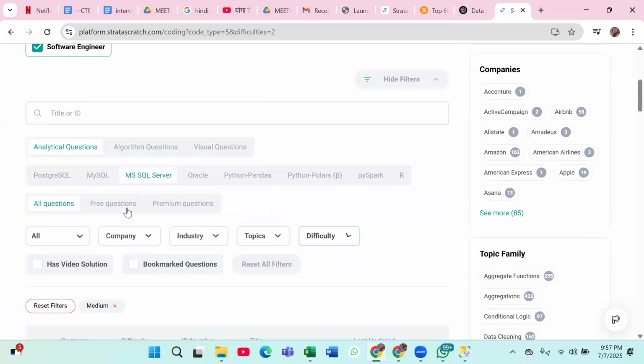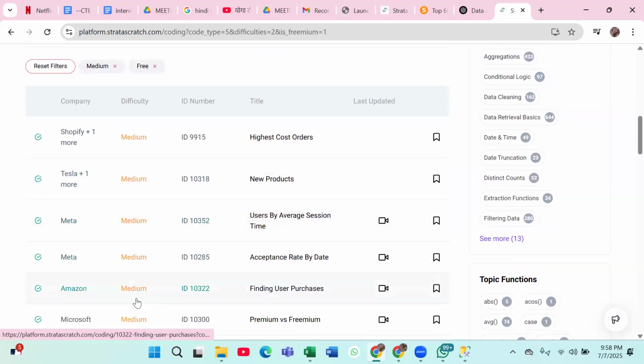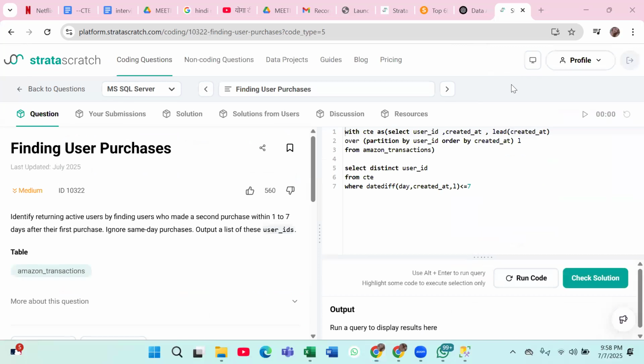Medium, 3 questions. Yes, finding users for purchase.